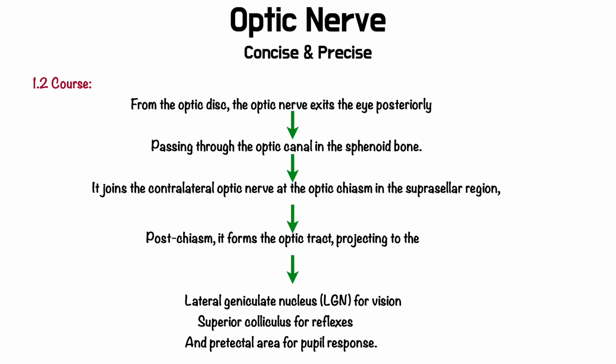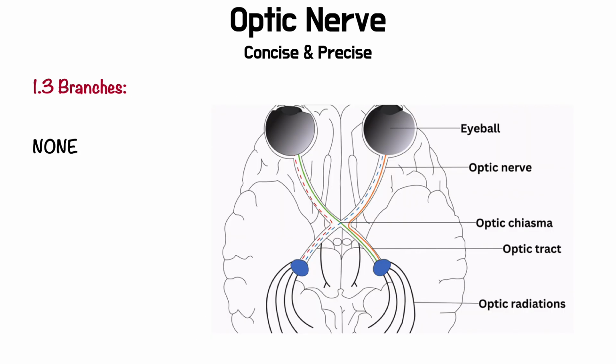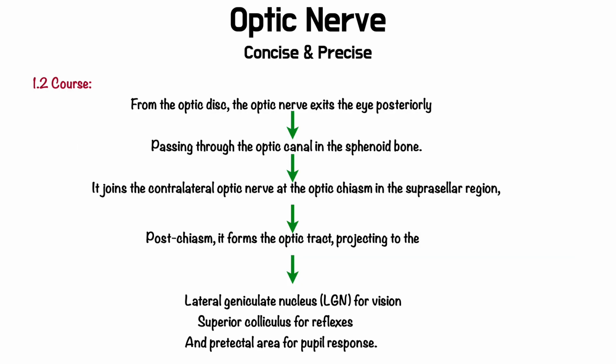And then post chiasm, that is after the chiasm formation, it forms the optic tract projecting to three different regions in the brain. So anything you see needs to be interpreted by the brain, right? So the three regions are the lateral geniculate nucleus, LGN, for vision, the superior colliculus for reflexes, and the pretectal area for pupil response. So these are the three regions where the optic tract is inserted in the brain, right?